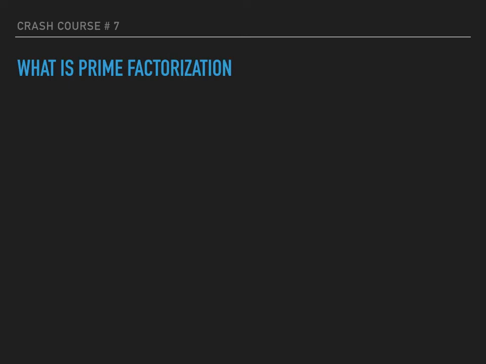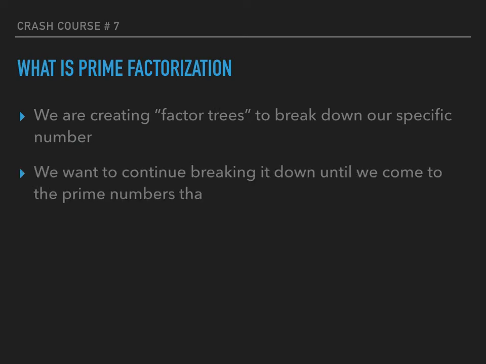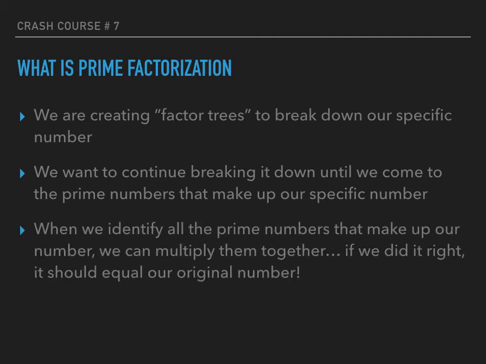So let's talk about now, what is prime factorization? We see the word prime, we see the word factor. So what we're doing is we're creating factor trees to break down our specific number that we've been given. We want to continue breaking down that number until we come to the prime numbers that make up that actual number. So when we identify all the prime numbers that make up our number, we can multiply them together in the end. If you did it correctly, it should equal what your original number was.